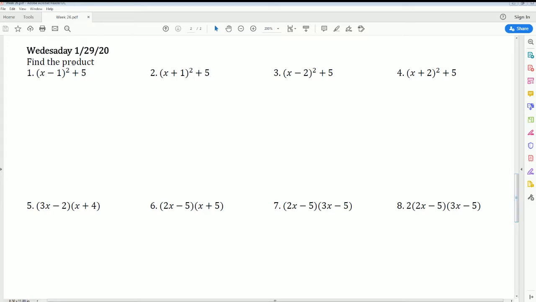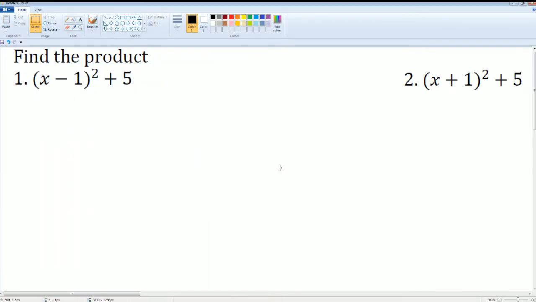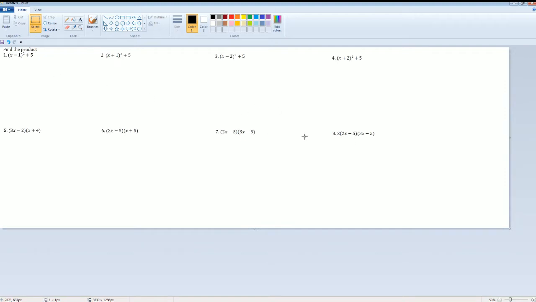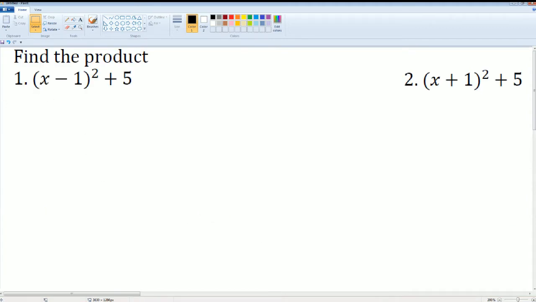Here we have Wednesday, January 29th, 2020. Here you're going to be asked to find the product of all these polynomials. All right, let's get started. Here we have all of them out in Paint, problems 1 through 8, and we're just going to go through all these problems. Let's do the first one.